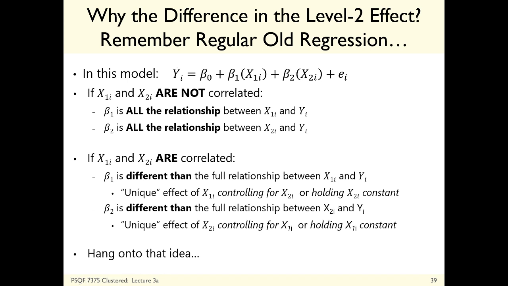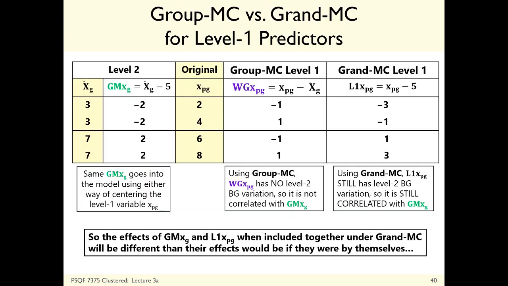If they are related, then the beta 1 that shows up when x1 is by itself is different than the beta 1 that shows up when paired with x2. Each of these betas is after controlling for. It represents the unique effect, whatever x1 has that x2 doesn't have, and vice versa. So hang on to that concept, and let's think about what these variables mean.